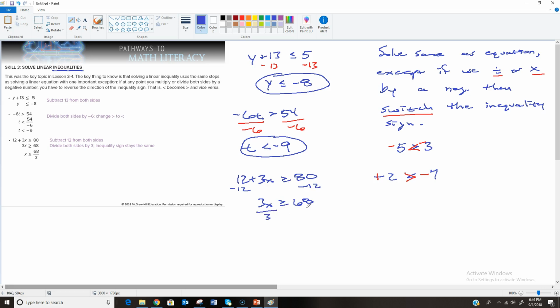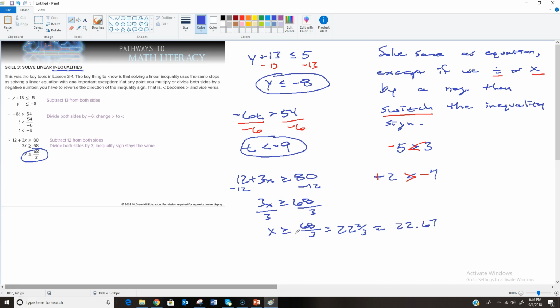And again, we're going to divide by 3, but we're not dividing by a negative, so we can just leave this sign the way it is. And you can leave it 68 thirds, which is how they actually left their answer. But you could also switch it to a mixed number if you wanted to, which would be 22 2/3. So we could say 22 2/3, or we could say approximately 22.67.